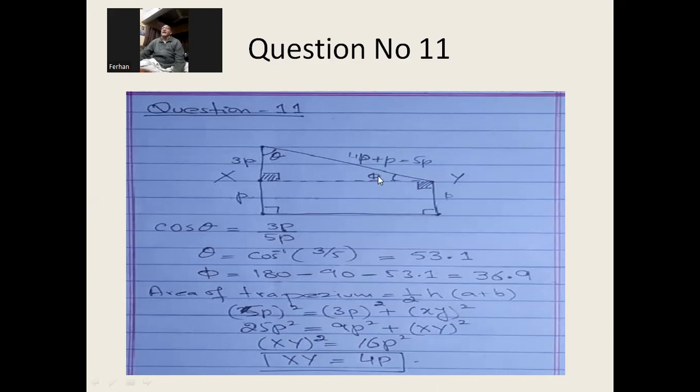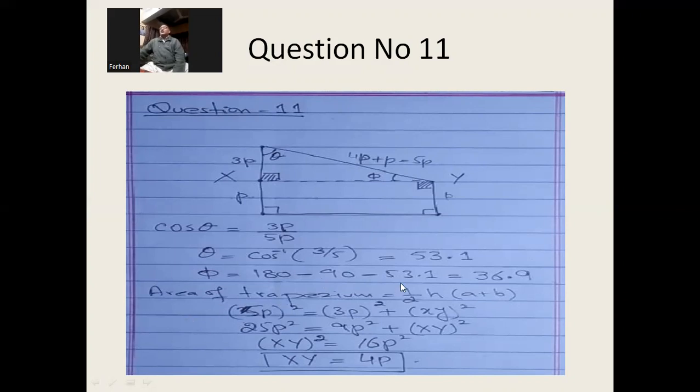Now I can find the angle phi. Because this is a triangle, angle phi will be equal to 180 minus 90 minus 53.1, and that will be equal to 36.9. Now I know this angle, so for the area of the sector, I will use this angle for the big sector. I will use this whole angle for the small sector. Its angle will be phi plus 90 degrees.